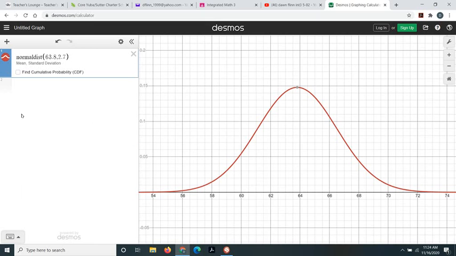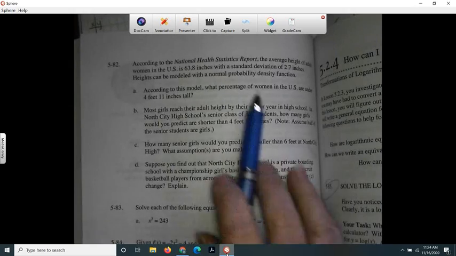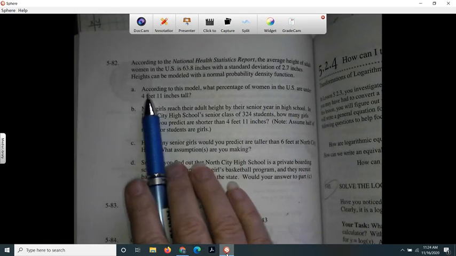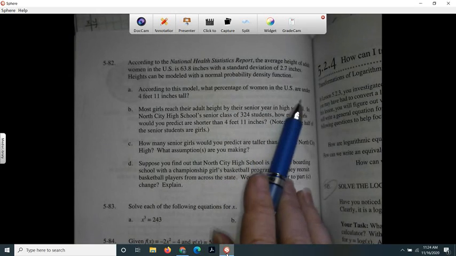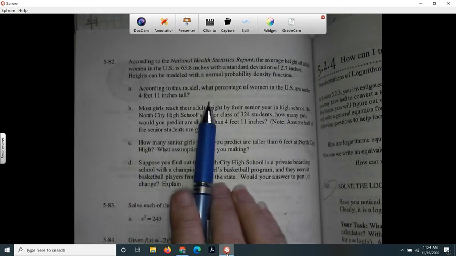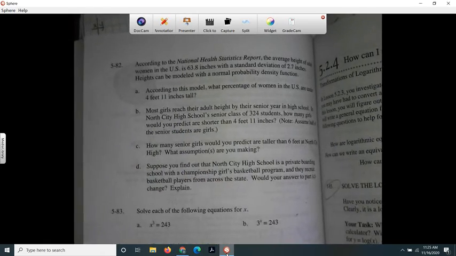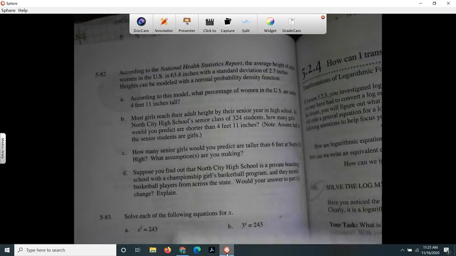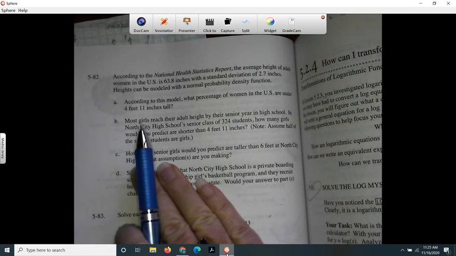Okay, so now let's go back and see what they're asking us. So now I have the model ready because it told me I can model it with the normal probability density function. According to this model, what percentage, so I need to get a percentile, of women in the U.S. are under 4 feet 11 inches tall? So 4 feet, that's 48 inches plus 11 more, 59 inches. So I want to see how many are under that.